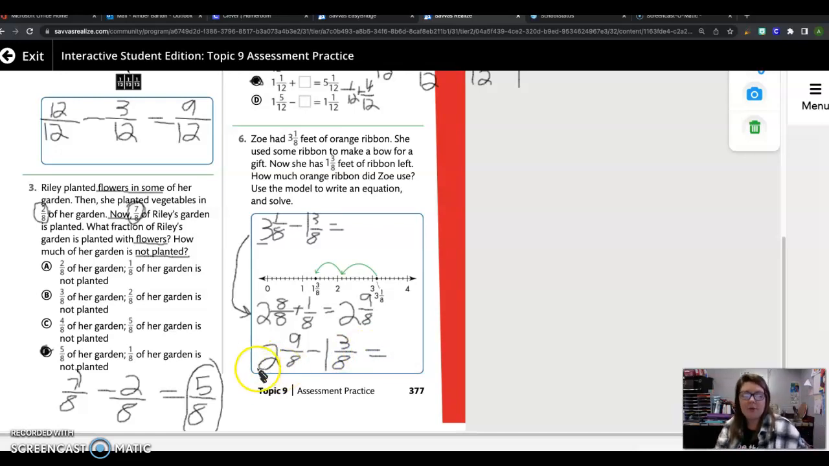So now we can follow just our basic steps. We're going to start by subtracting the whole numbers. 2 minus 1 is 1. And then we have 9/8 minus 3/8, which is going to be what? 6/8. Excellent. So Zoe used 1 6/8 feet of orange ribbon.